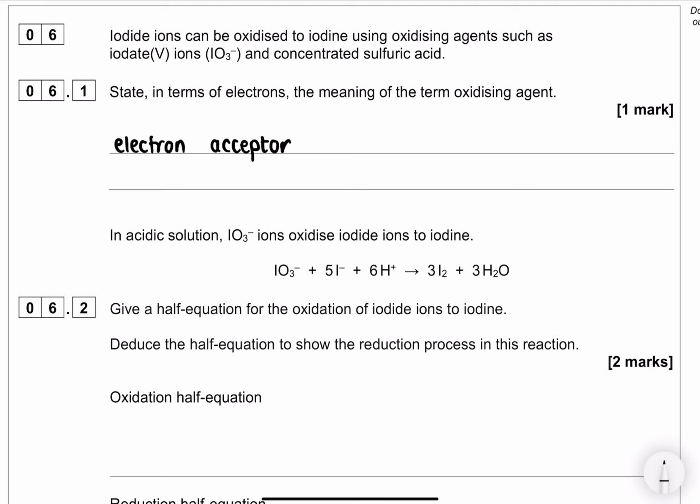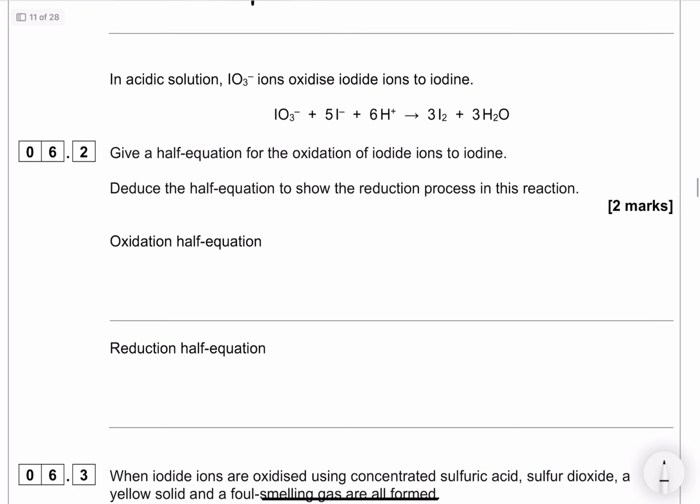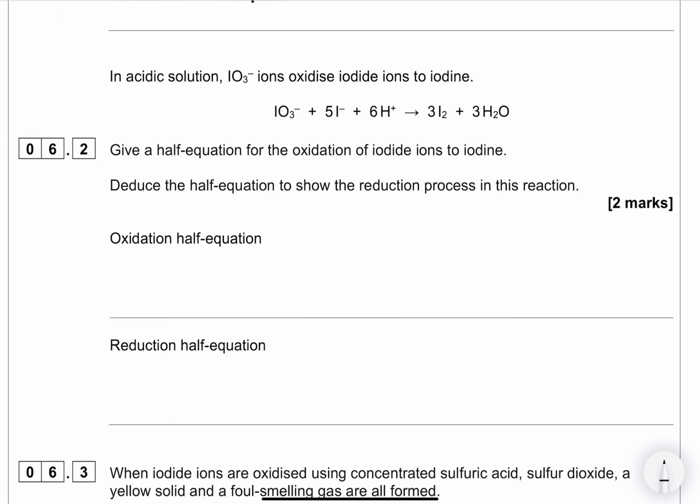In acidic solution, IO3- ions are oxidised to oxidise iodide ions to iodine, and it's given as an equation. It says give half equations for the oxidation of iodide ions. So iodide ions we know are I-, iodine we know is I2. The rules say balance the element first, so 2 there, and then balance the charge with 2 electrons.